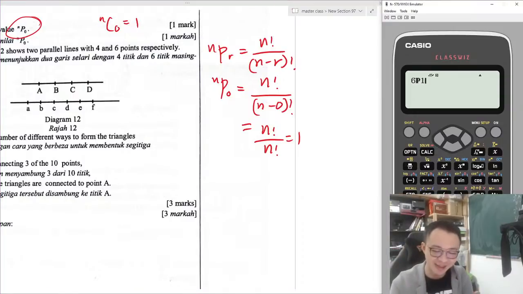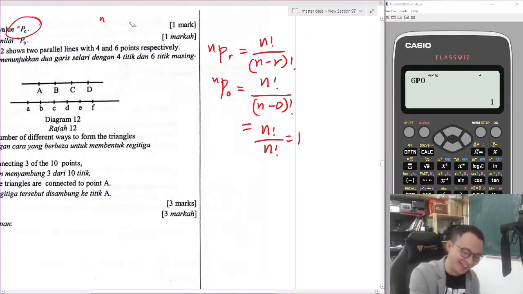Hey, 0! Why did I type MP1? What's wrong with me? Yeah, it's 1, it's 1. It's 1.